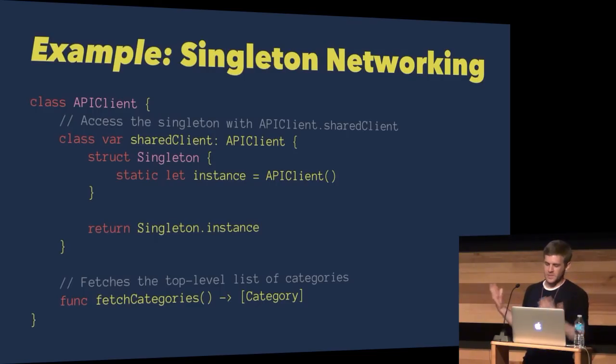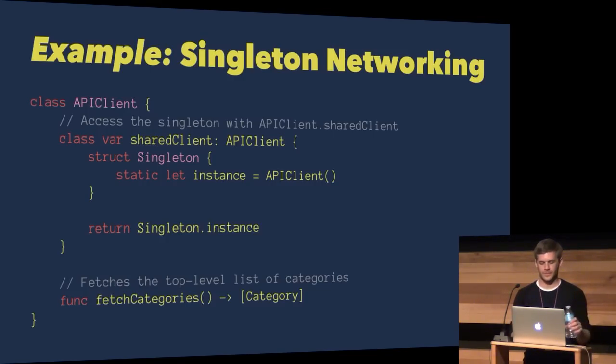But this is problematic because now you don't know where this API client is being used. And because of the breadth and the depth that it's embedded in your program, you can't update it without knowing all the different places that it'll break. And it becomes hard to test everything because they're all using this global singleton.